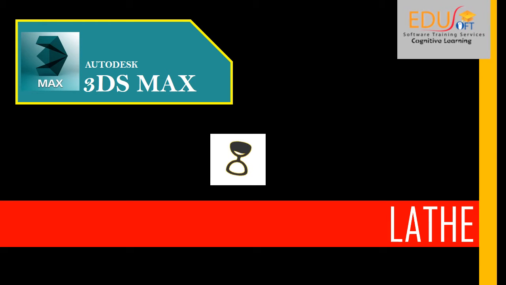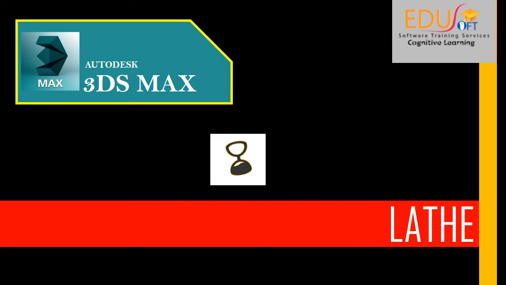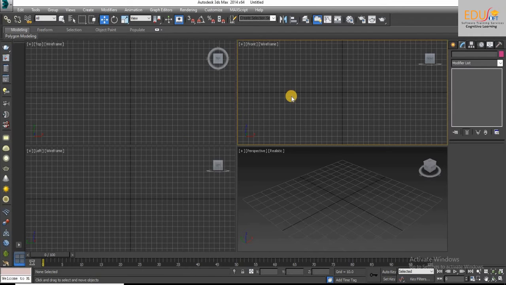This is the video tutorial for beginners in 3ds Max software. Hi friends, today we will discuss the Lathe modifier tool in 3ds Max. Lathe creates a 3D object by rotating a shape about an axis. Here I will demonstrate how to create a column using the Lathe modifier.